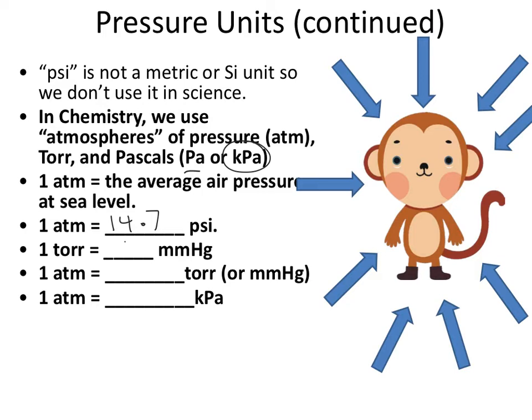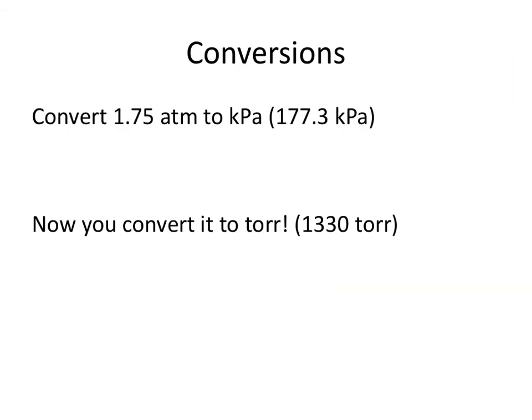Torr means millimeters of mercury, so 1 torr is 1 millimeter of mercury. 1 atmosphere is 760 torr, or millimeters of mercury, and 1 atmosphere is 101.3 kilopascals. I give you all these conversions here. All right, so why don't we practice this?